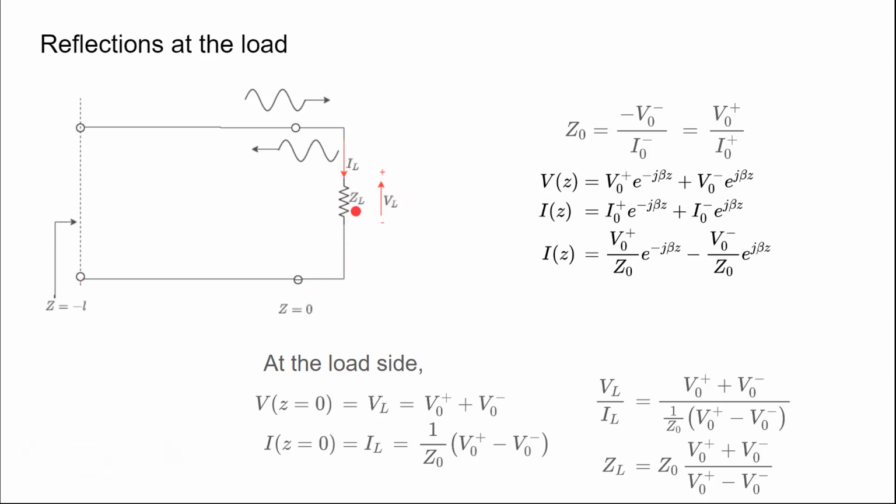So we want to find out the magnitude of the reflection that can happen in the transmission line when we connect to another load. To find that, we first need to find the reflection coefficient, which is the ratio of the reflected wave over the incident wave. So we first need to find the relationship between the incident waves and reflected waves.